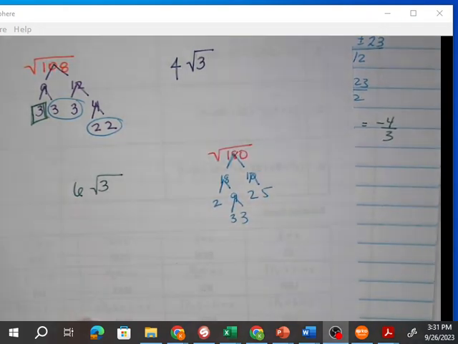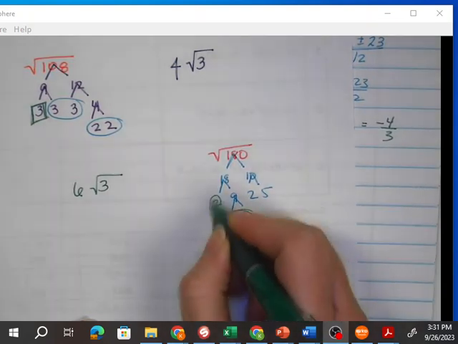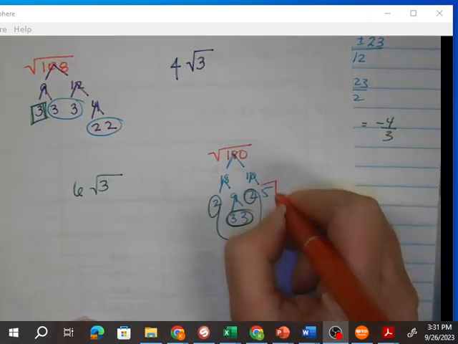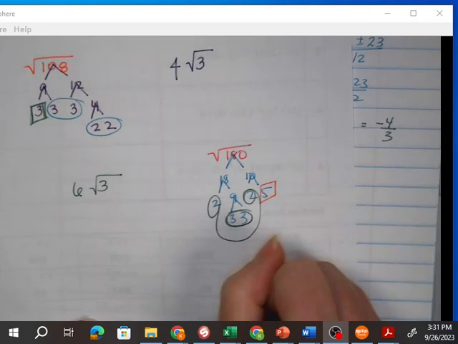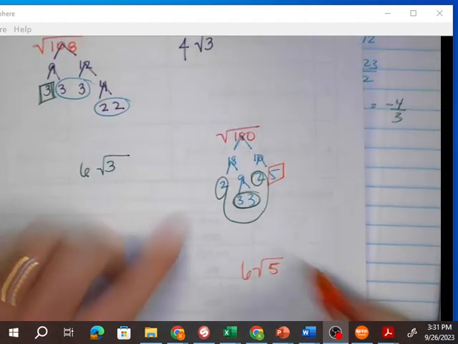All right, so I got 2, 3, 3, 2, 5, doesn't matter what order. I got a group of 3s and a group of 2s and a poor little loner 5 stays at home. So it is 6 square root 5. Where are you getting that number now? The groups, you multiply them.